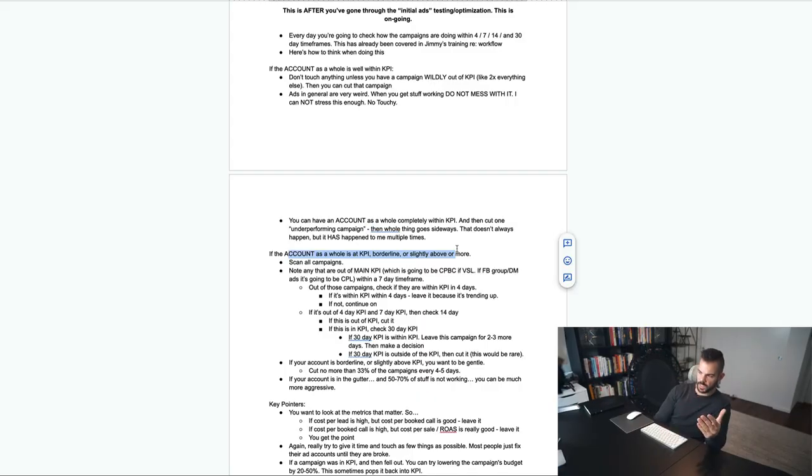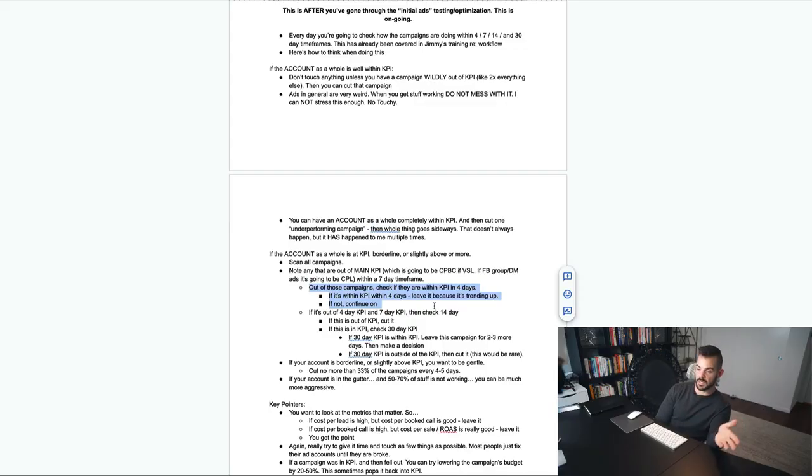What does that look like? Let's say my cost per book call is $300, that's my KPI. And then I have a campaign that's $400 in the 7-day window. The first thing I want to do is look in the 4-day window and see where that's at. Usually the 4-day window is going to be worse, because usually this campaign's been running and been fine, and now recently it's gotten expensive. So usually the 4-day window is worse.